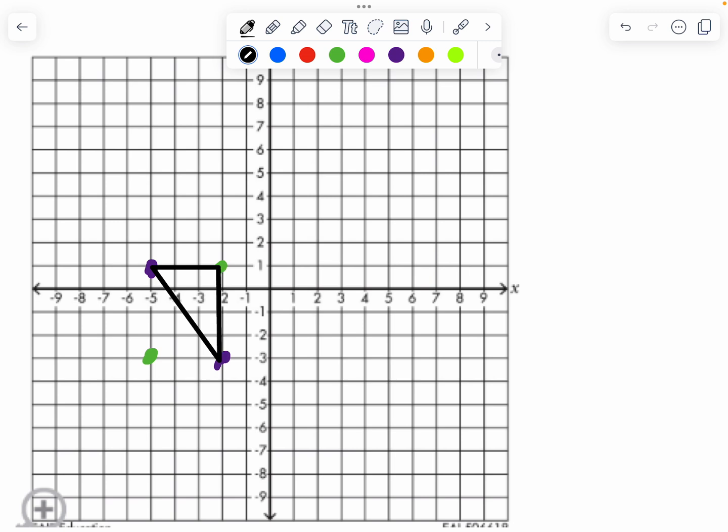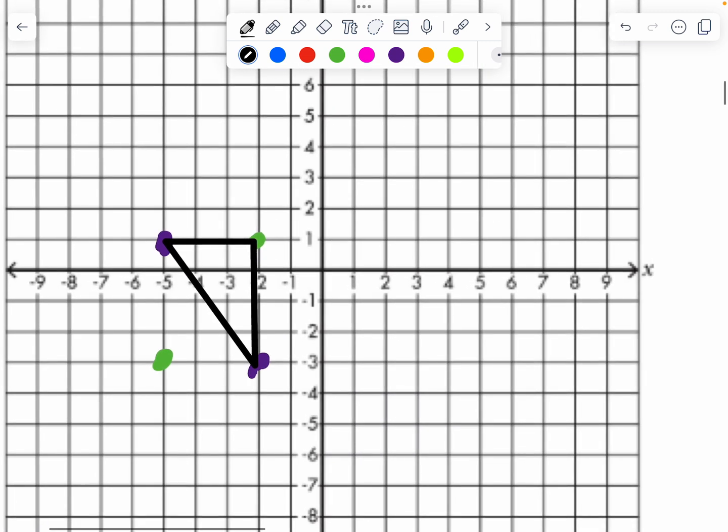I'm going to connect my dots. Label A, B, C. I know that one's C because it's opposite of the right angle. Going to count my boxes. 1, 2, 3. 1, 2, 3, 4.